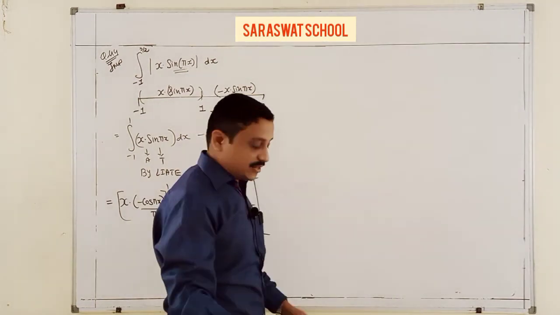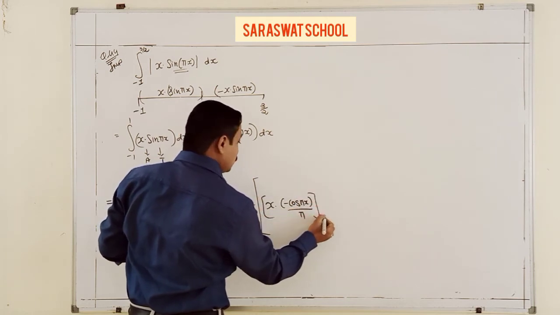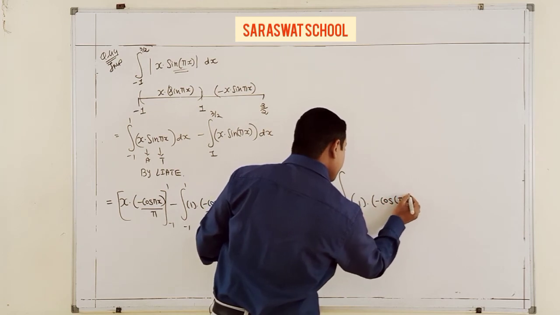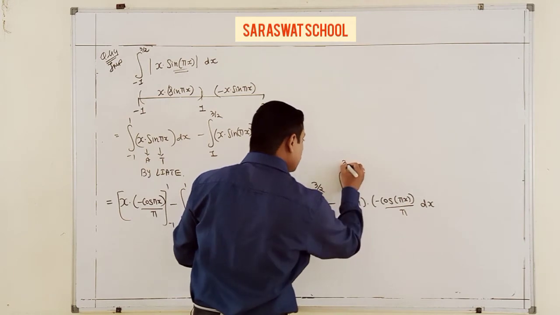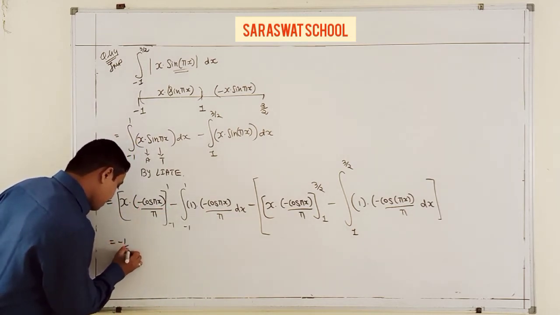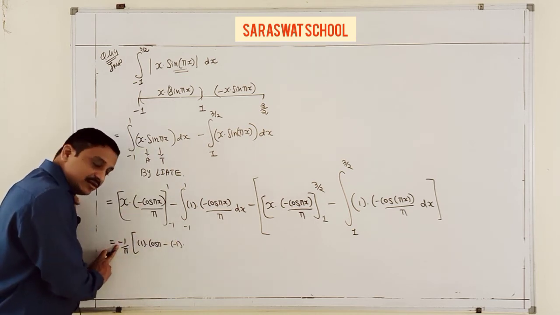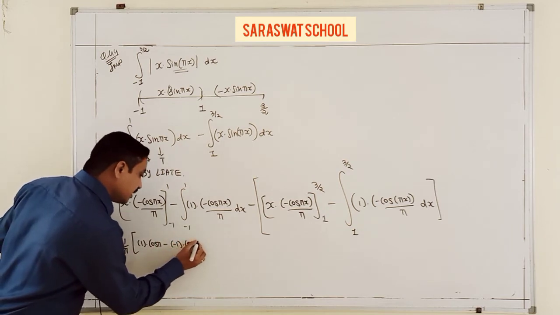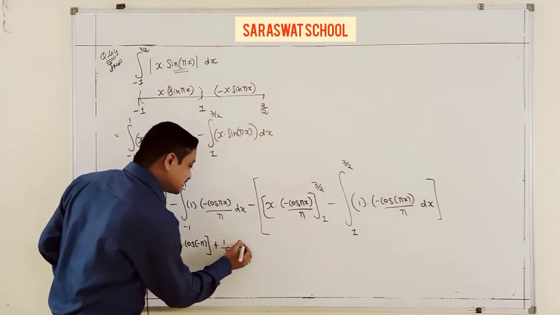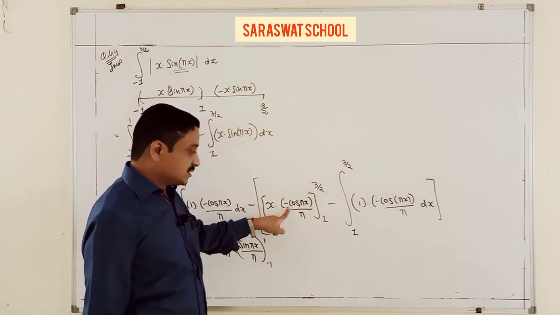Now I start the same way: first times integration of second, minus cos pi x by pi with limit 1 to 3 by 2, and minus the derivative of first times integration of second, dx, with limit 1 to 3 by 2. Now attach your limits, carrying the minus outside: for the first, x cos pi x, minus 1 times cos of minus pi, then minus minus plus 1 by pi times the integration of cos, sin pi x by pi, with limit minus 1 to 1.